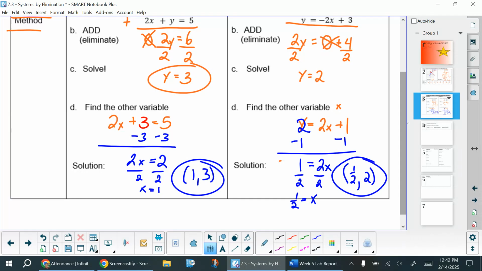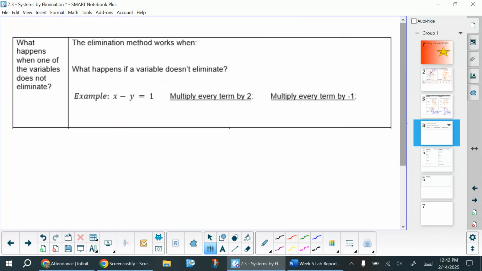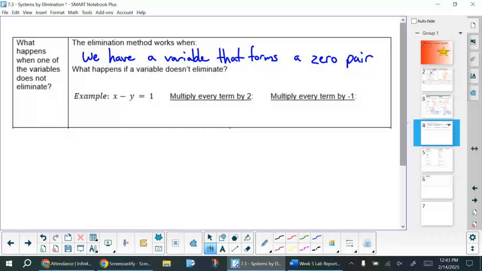Okay, so we'll flip to the back here and let's just talk about what we did. Elimination works when we have a variable that forms a 0 pair. So if we have 4x and negative 4x, 2x and negative 2x, that's when elimination is going to work. Now, if we don't have that 0 pair, we need to create one.